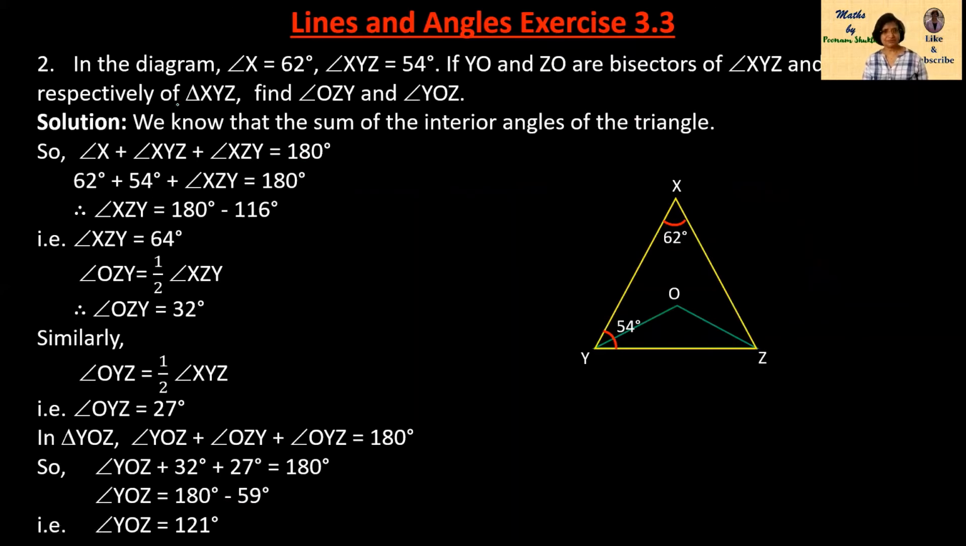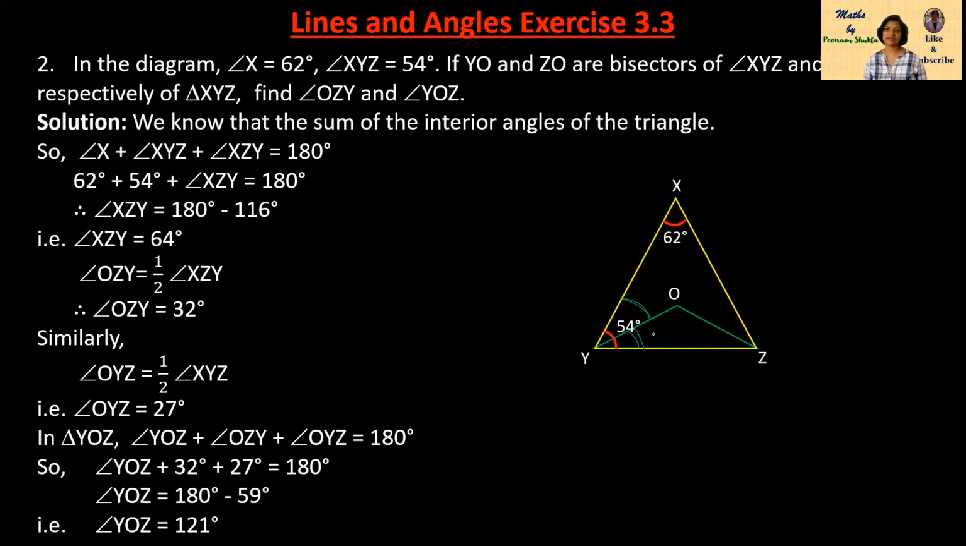Now question number 2. In the diagram, angle X equals 62 degrees. This is angle X in the triangle XYZ. Angle XYZ equals 54 degrees. If YO and ZO are bisectors of angle XYZ and angle XZY respectively, bisector means this angle will be divided into two equal parts, right? This is 54 degrees, so now this angle is 27 and this angle is also 27 degrees.